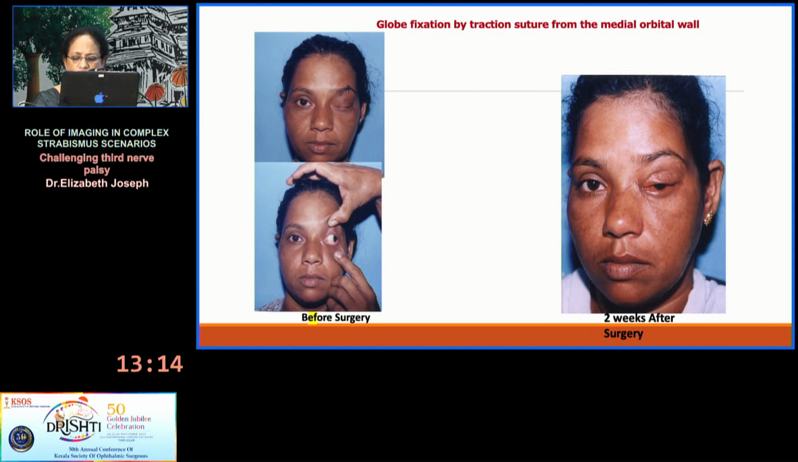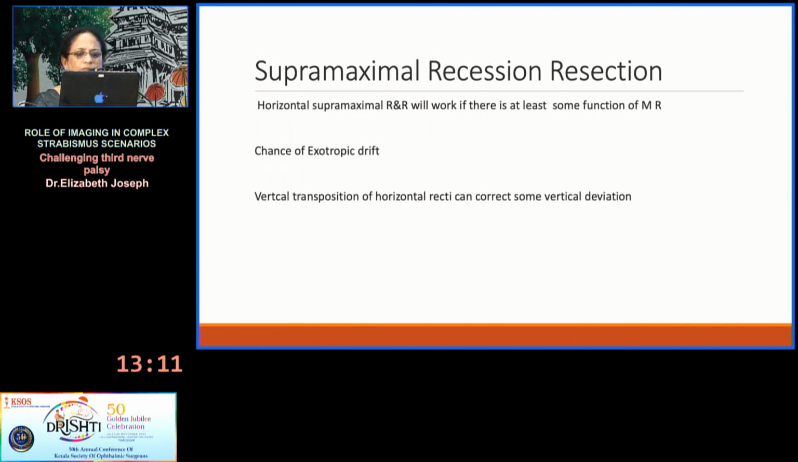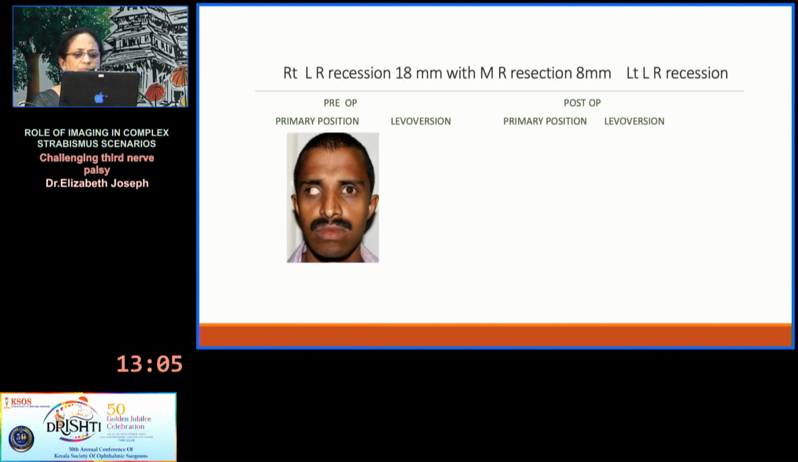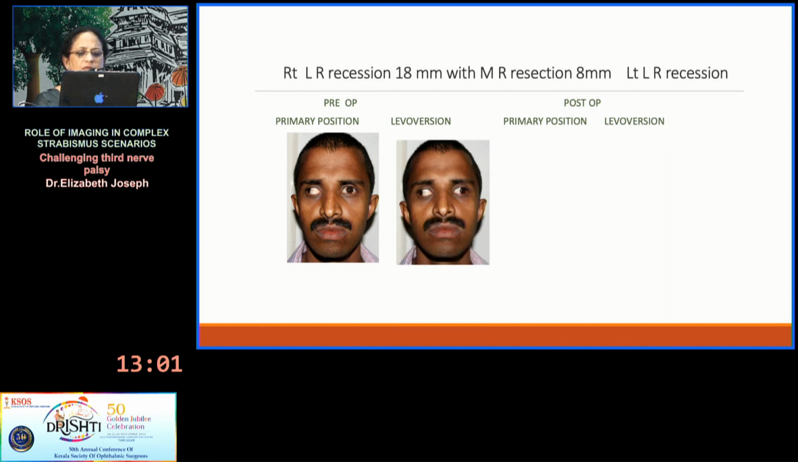This is the 2 weeks post-op picture. Supramaximal recess resect is a very good procedure. See, this patient had a road traffic accident, presented with a large exotropia. The pupil recovered, and the patient had this primary position exo, and on attempted levoversion there was no movement of the medial rectus, -5 limitation of adduction.